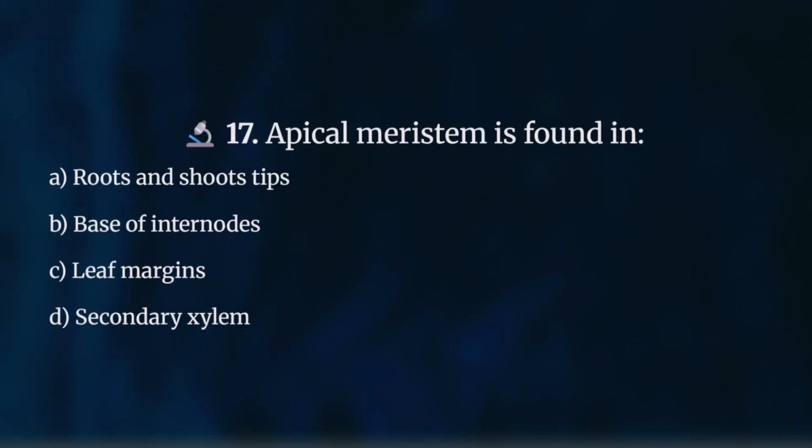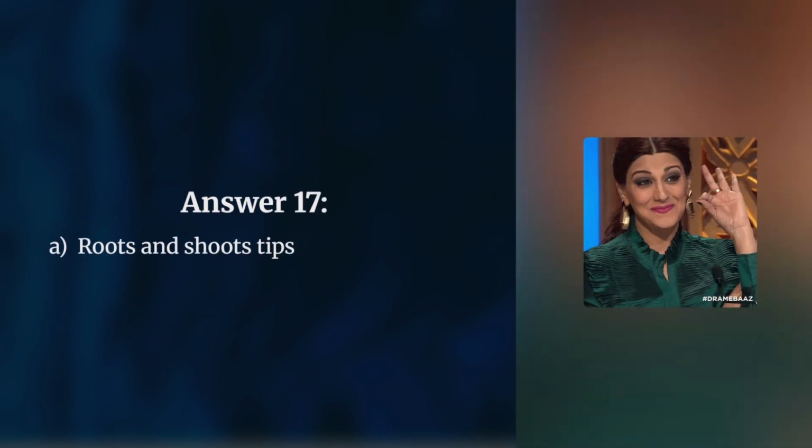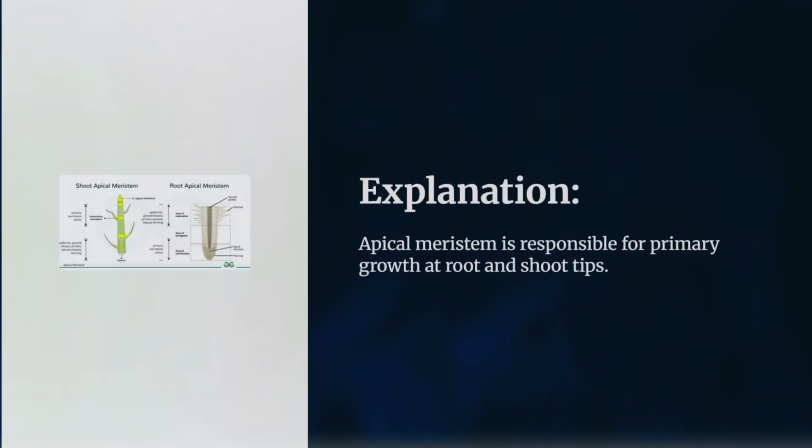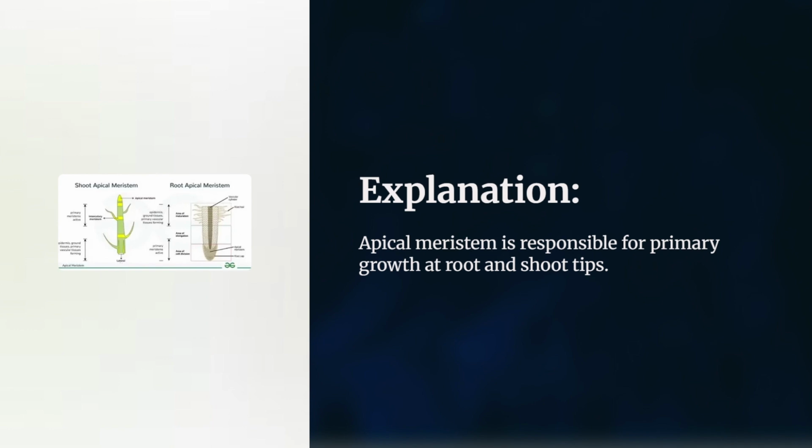Question number 17. Apical meristem is found in options roots and shoots tip, base of internodes, leaf margins, secondary xylem. The correct answer where apical meristem is found, it is found at the roots and shoots tips. Apical meristem is responsible for primary growth at root and shoot tips.